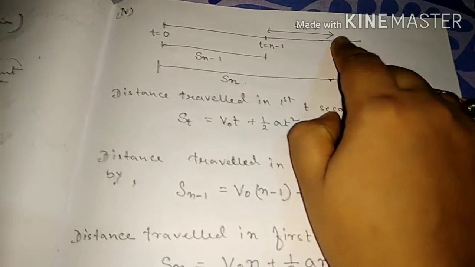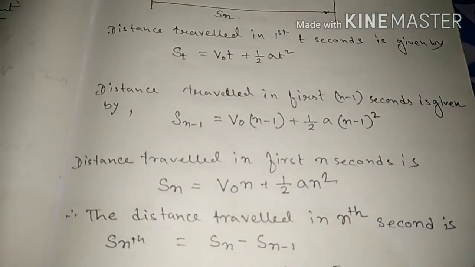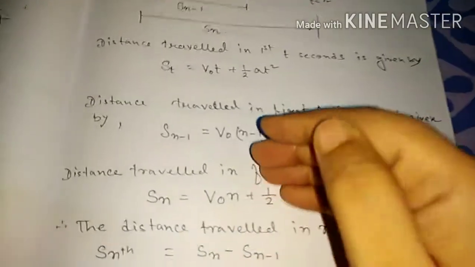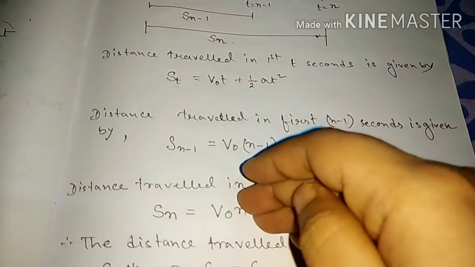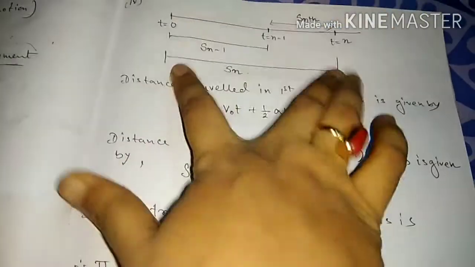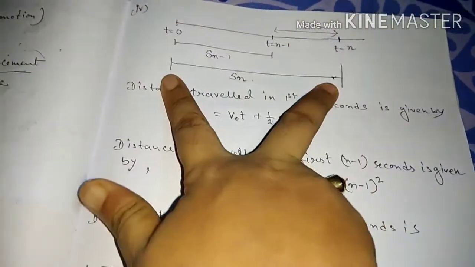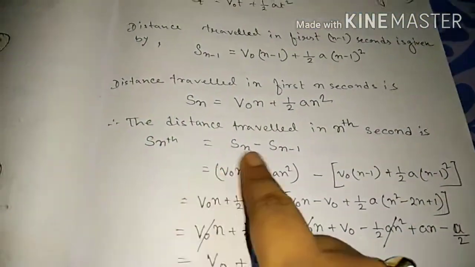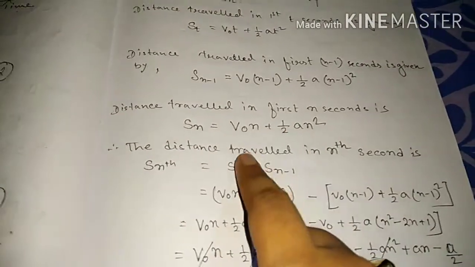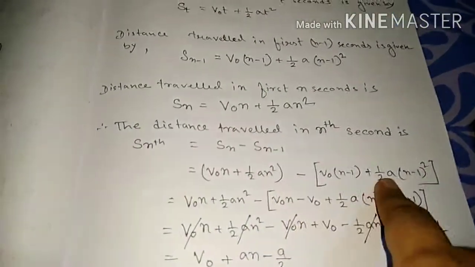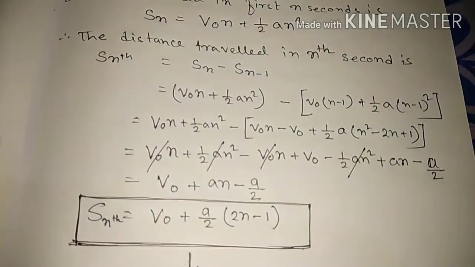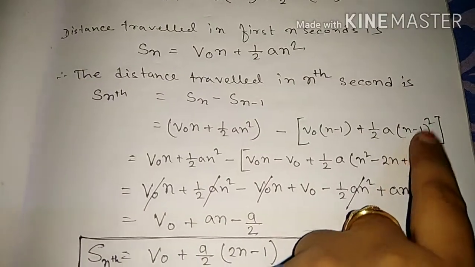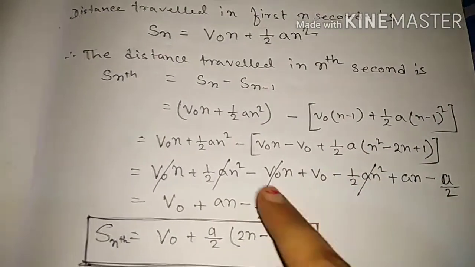Now at t equals n seconds, s n equals v0 n plus half a n square. Now if we subtract this equation from this, because this is the larger value, this minus this, then we get Sn minus Sn minus 1, that equals S nth. So S nth equals Sn minus Sn minus 1. After that, if we put these values here, Sn and Sn minus 1, and solve, it is just the a minus b whole square formula you expand, then you solve this one.